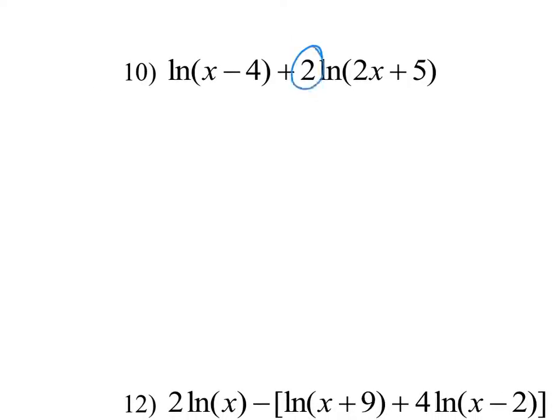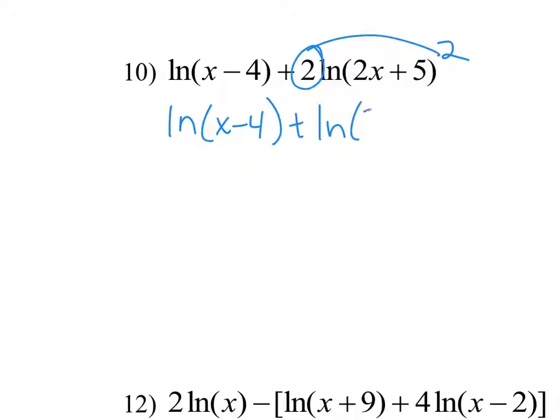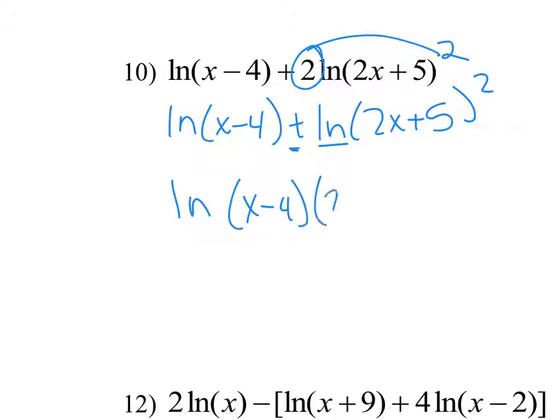So the same thing happens here. I'm just going to step through this one real quick. This 2 comes up here, so it's the ln of x minus 4 plus the ln of 2x plus 5 squared. This ln, with the parentheses, that's not multiplication. I can't distribute the ln in. That's not how it works, so we just leave it alone. And since this is addition, it's the ln of x minus 4 times 2x plus 5 squared. So I just take these two pieces and write it as 1 log together.